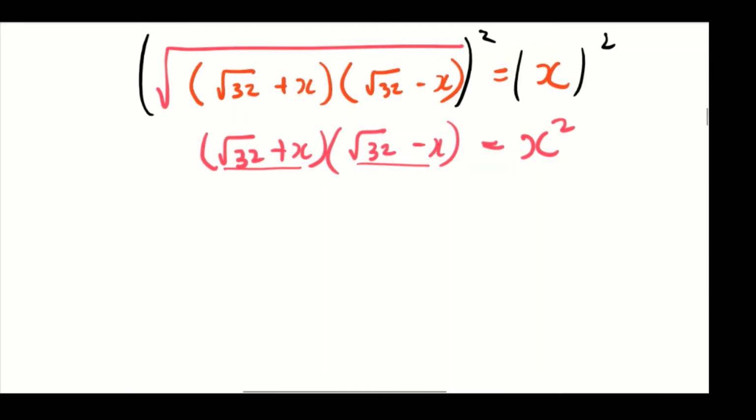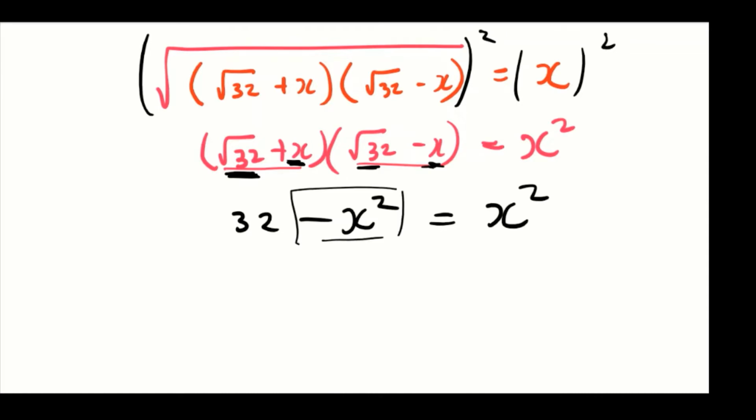Since I said this is the difference of two squares, we can simply multiply this square root and this square root here. You're gonna have 32 and then minus, we don't have to multiply this root of 32 and this minus x, right? Because with the difference of two squares, you can simply multiply this x and this x here. We'll have minus x squared like this, right? So it's going to be equals to x squared, and then we transpose this to the other side. We have 32 being equals to x squared plus x squared.